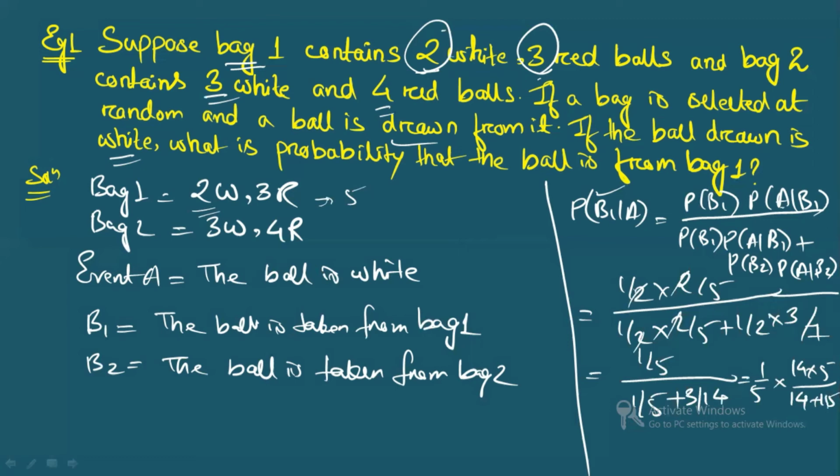Okay, so ultimately when you do this you will get 14 into 5, right? And here this 5 and this 5 will get cancelled, so 14 divided by 29, right? You can calculate and see this is what you are getting. So this is the probability that the ball is drawn from bag 1. Clear? The calculations you can do on your own. Now let's see the next question.